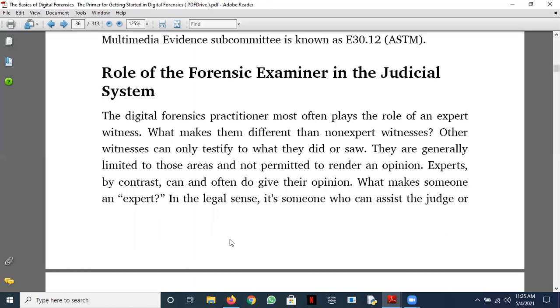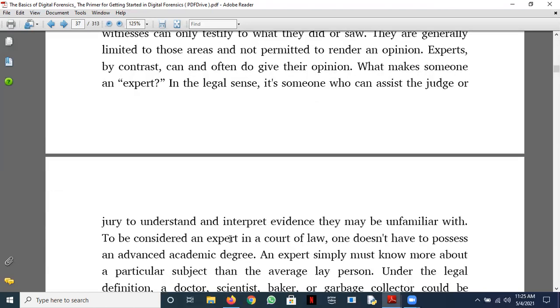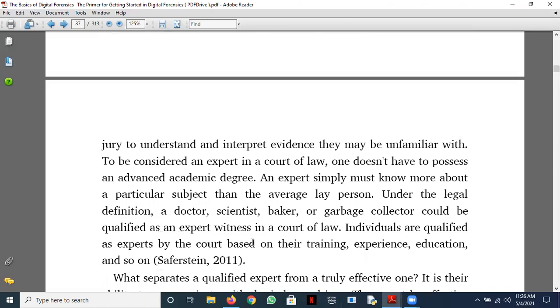If they are experts, what is their assistance to the legal system? They can assist the judge or jury to understand and interpret evidence they may be unfamiliar with. Normally the jury or judge may not be technical people, so the practitioner is like an expert to those people, and he or she can assist the judge or jury to understand and interpret the evidence. Is it clear, Sanjog? Yes, sir.